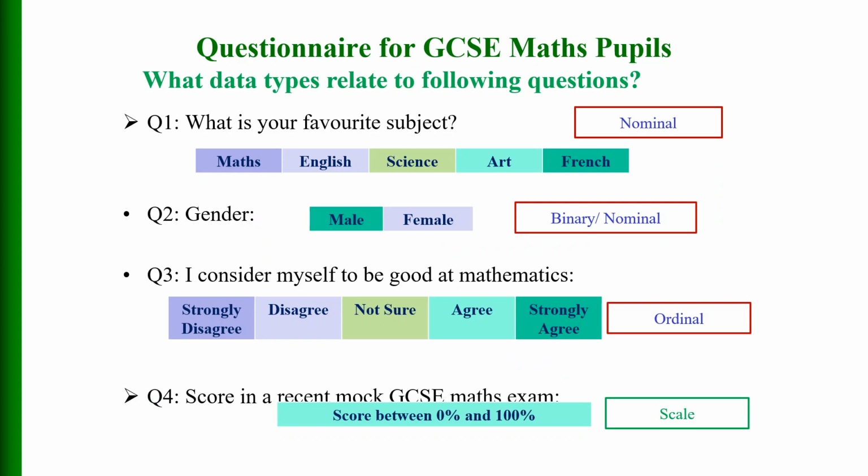Now the first question is nominal. There is no ordering. The second question is binary, nominal. There are 2 categories, male and female. The third question answer is ordinal. You see there is ordering. And the fourth one is scale.